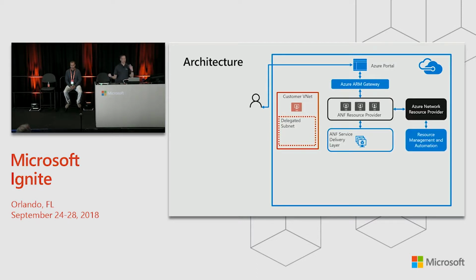It interacts with a couple of main core components. The first one is a new orchestration engine, the ANF service delivery layer. By the way, that delivery layer and the resource provider are hosted in Azure resources and built to Azure best practices, using things like scale sets and scalable VM instances. That service delivery engine serves a couple of functions. One is that it's basically the virtual storage administrator.